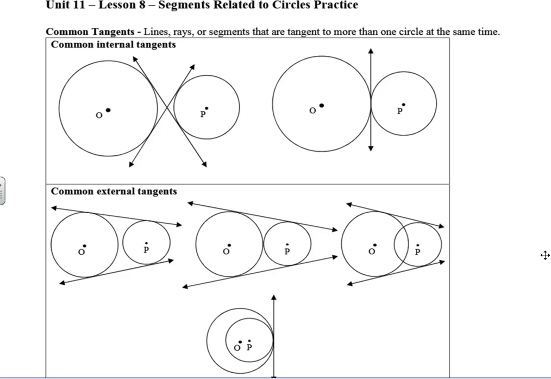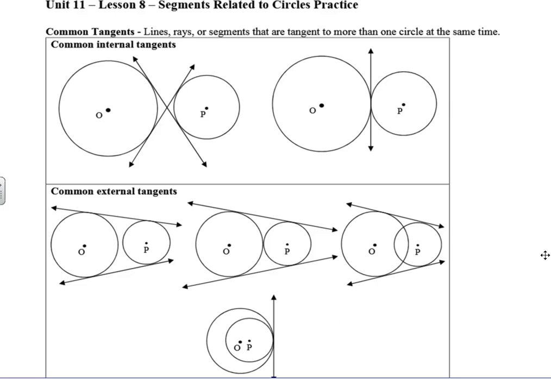So the first thing is I want to look at common tangent lines. A tangent line is a line that touches a circle at one and only one point. So when we have common tangent lines, they touch both circles. We see in this first diagram common internal tangent lines, which means they're between the two circles.